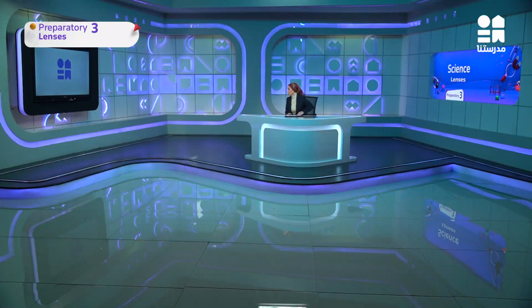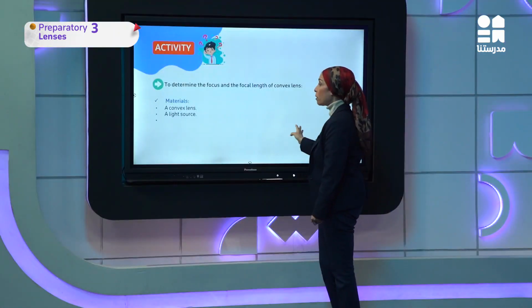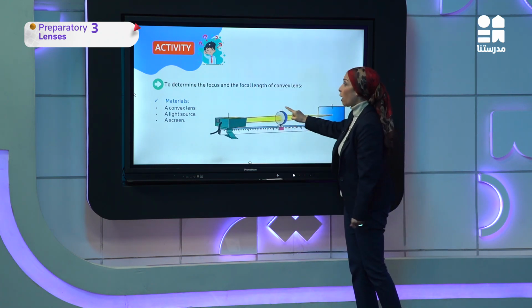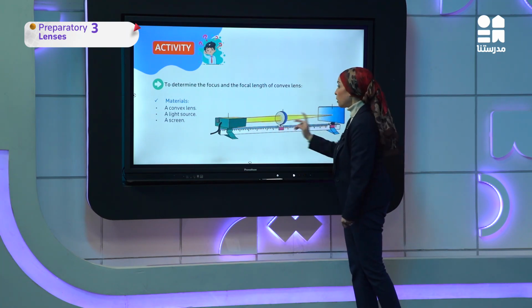The last concept, which is the focus and the focal length, but before we start to know the definition, let's go and see this activity together. Now let's see how can you determine or know the focus and the focal length in the cases of lenses. To determine the focus and the focal length of the convex lens, we get these materials. We have to use convex lens, a light source, a screen. Look to the figure in front of you. This is the screen and this is the convex lens, and I have a light source.